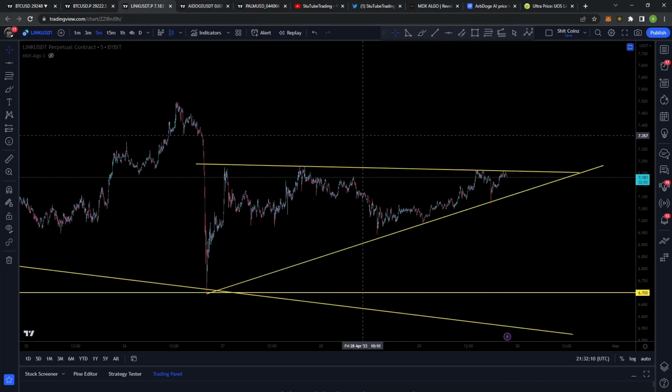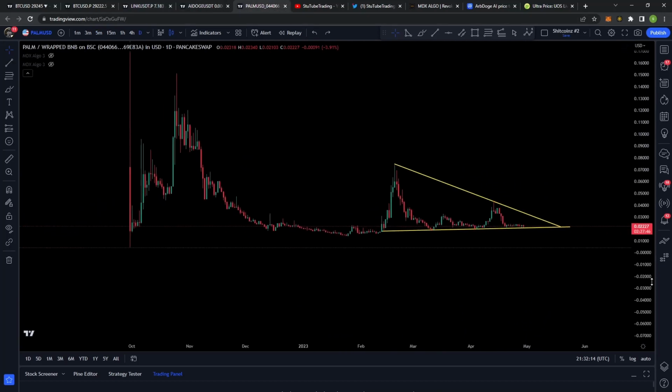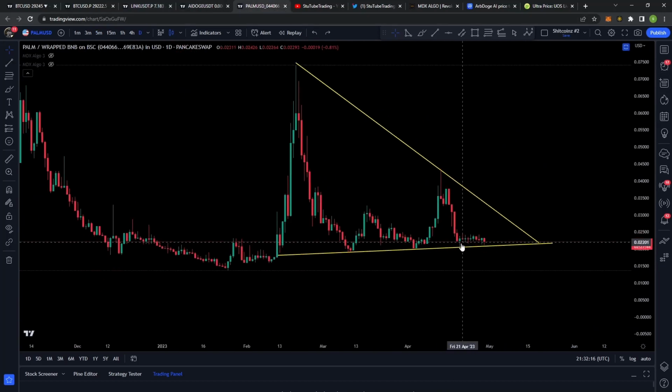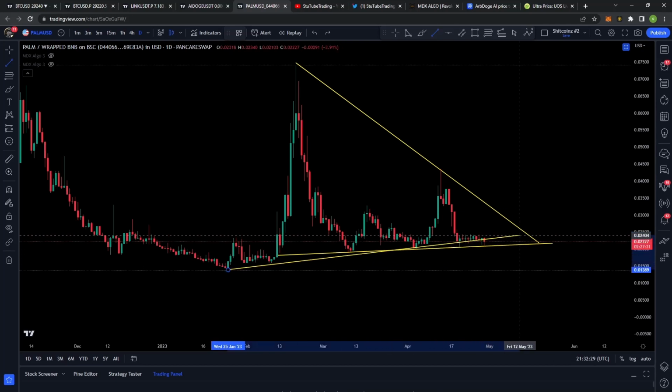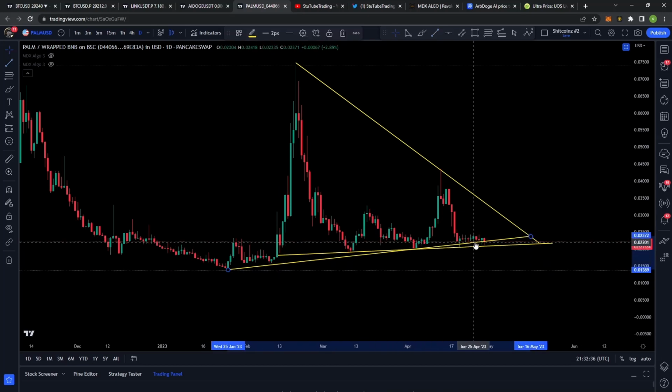Link's still struggling with that resistance. I'm glad to see Palm actually trying to find support on this daily trend line because, man, it's really hugging this support a little more than I'd like, and something that is a little bit concerning to me is that if we have more of an upward sloping trend line like that, we're getting real close to breaking that, and I don't like that.